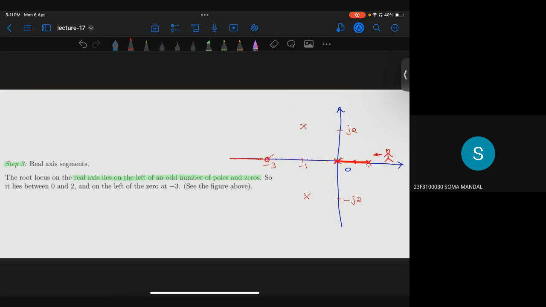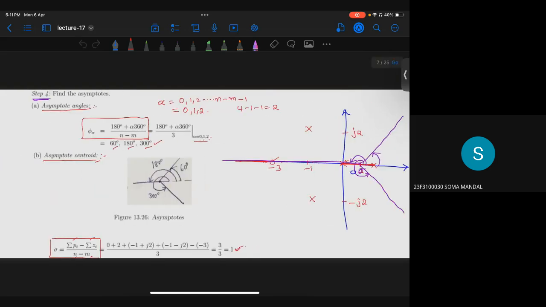If you are here, that is not part. Only this part will be on the root locus, and similarly, this part is also on the root locus. This we call the real axis segment of the root locus. I hope there is no doubt on this. So the root locus is these red strip points.